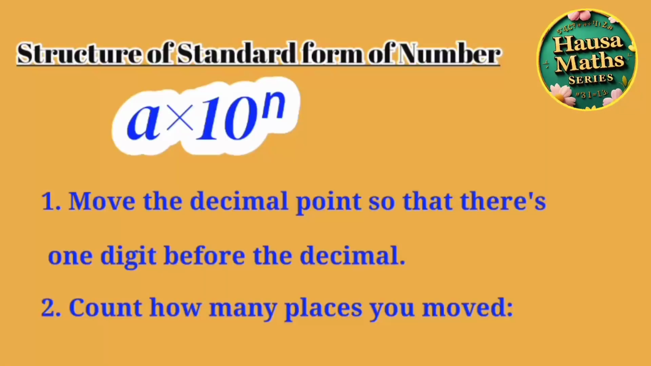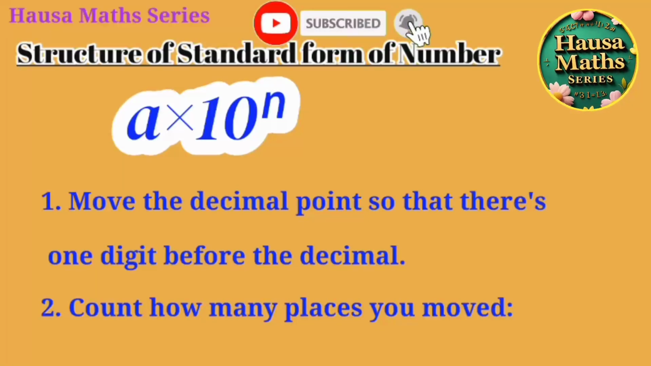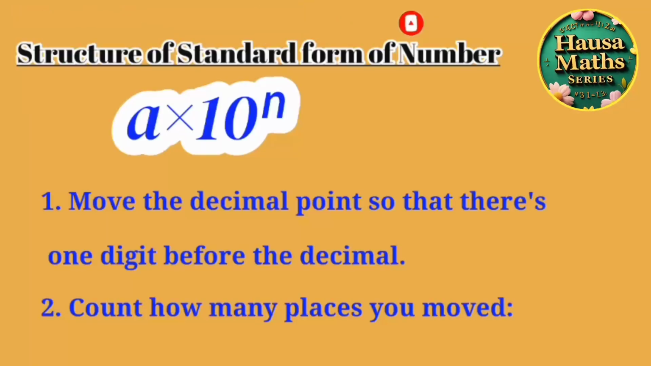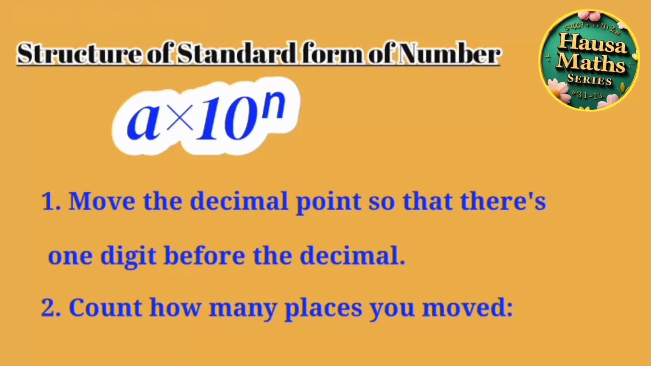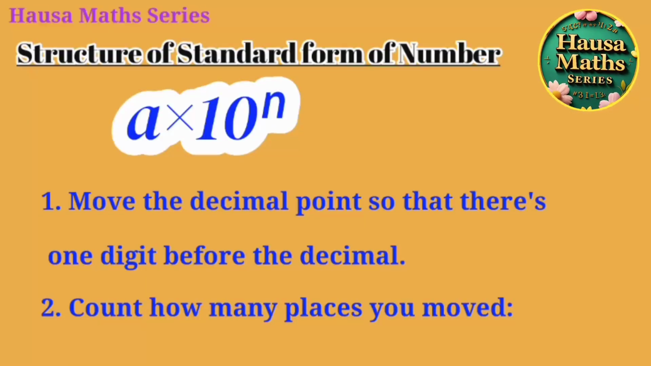Now let's see the structure of the standard form of a number. This is the general structure: A multiplied by 10 raised to the power n. A is a number between 1 and 10, and n is the power of 10. So how do we get that n? By counting the number of places we move the decimal point.